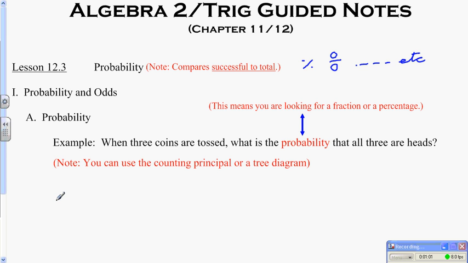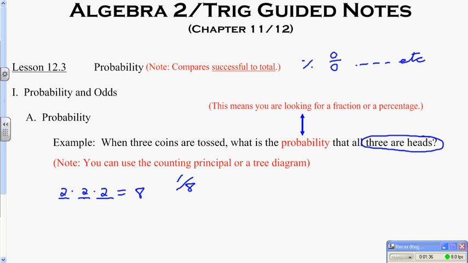Now, if we look at stages, when you toss 1 coin, there are 2 possibilities, heads or tails. Second flip, 2 possibilities. Third flip, 2 possibilities. So the fundamental counting principle says that there are 8 possible results when you flip those 3 coins. We're looking for one of those, and that's that all 3 are heads. So we would say 1 out of 8.